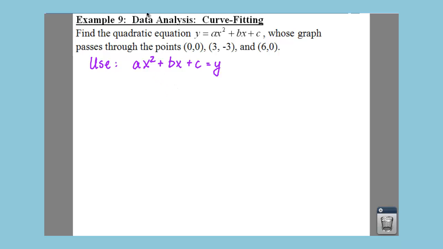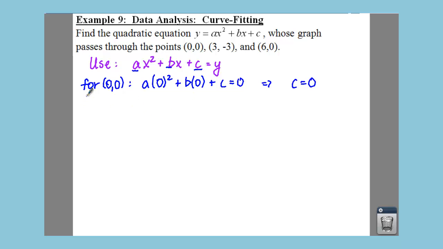And what we're going to do is, for the point (0, 0), come up with an equation. So we're going to plug a 0 in for your x and a 0 in for your y. So you have a times 0 squared plus b times 0 plus c equals 0. So obviously that's just going to end up giving us c is equal to 0. So exciting, we already found one of our values because we're going to need to find a, b, and c.